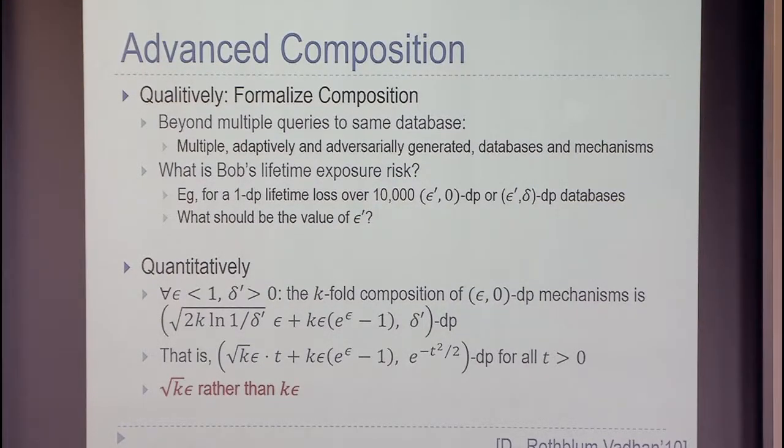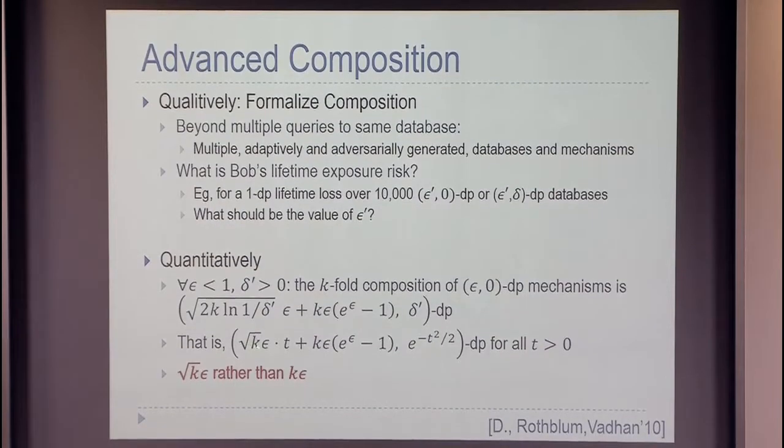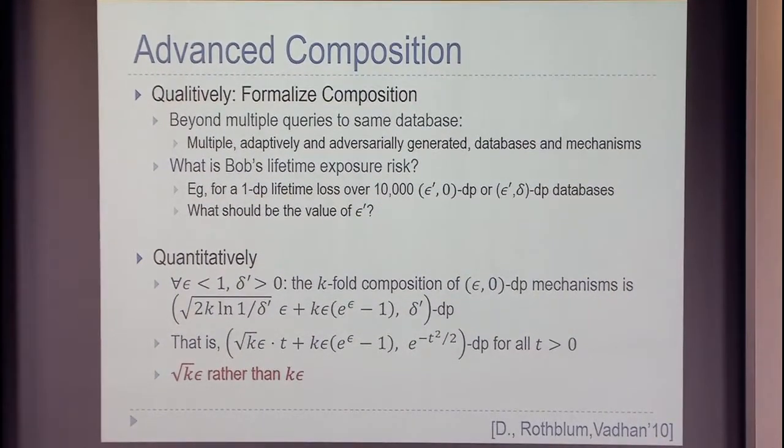Quantitatively, we're going to get a bound that looks like this. For all delta prime, the k-fold composition, after we define it, of epsilon 0 differentially private mechanisms looks like this messy thing. We're going to talk about this messy thing a lot. But for now, let me just observe the following. You can think of it this way. Think of this as an expected loss. Think of this as a standard deviation. And so what we're saying is the probability that we're going to be t standard deviations in loss away from our expected loss is exponentially small in t squared.